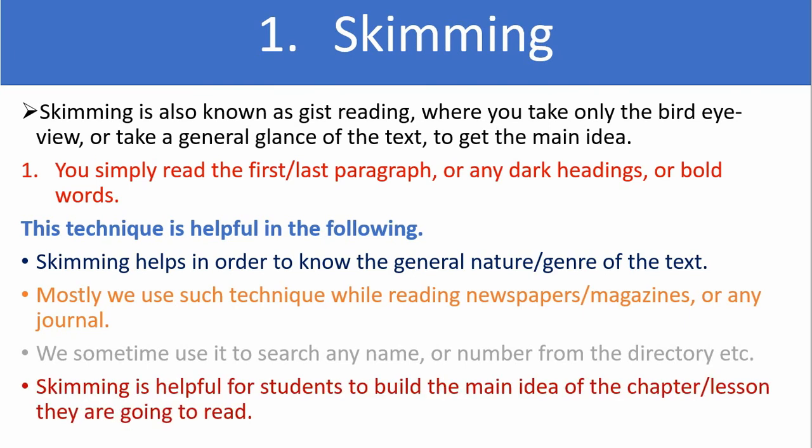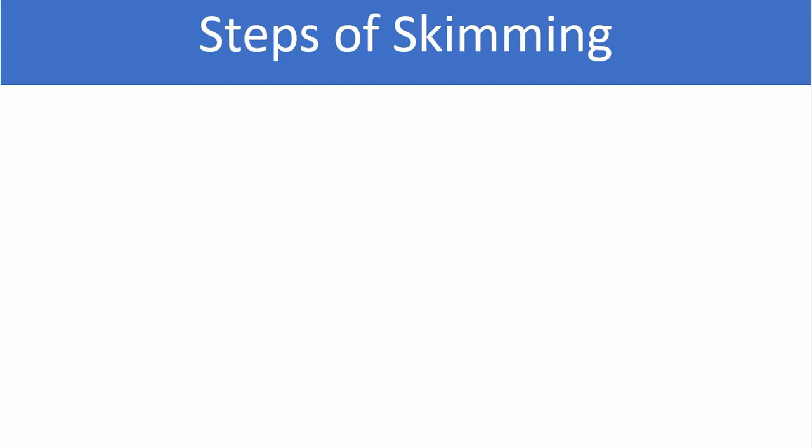Skimming is helpful for students to build the main idea of the chapter or lesson they are going to read. For example, you open a new chapter from your science book and you just want to know the general idea of the chapter. You go through different bold letters, bold words, subsections, sections, and you get it. What are the steps?